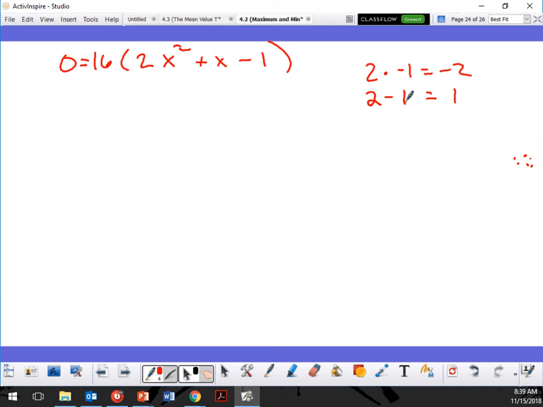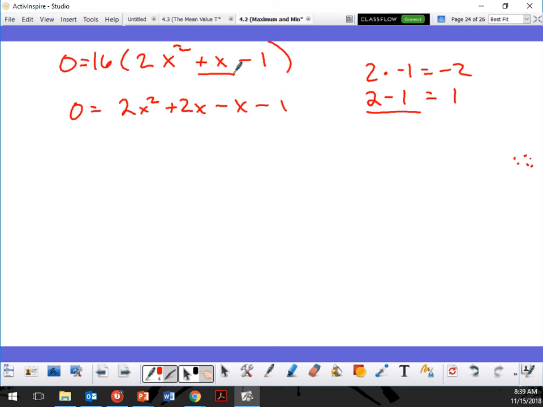All right, so 2 minus 1 is equal to 1, right? Yes. So I'm going to replace my middle term with this, so I can factor it now. Let's already take care of the 0, or the 16. Divide both sides by 16. What is 0 divided by 16? 0. So the 16 just goes away. So 0 equals 2x squared plus 2x minus 1x minus 1, right? I just replaced my middle term with these right here.